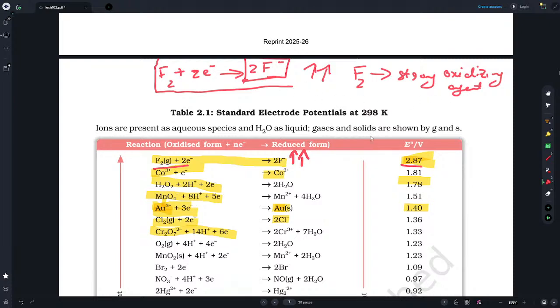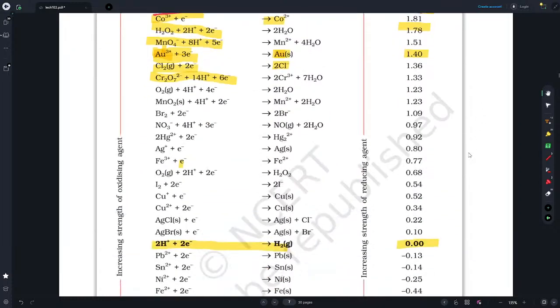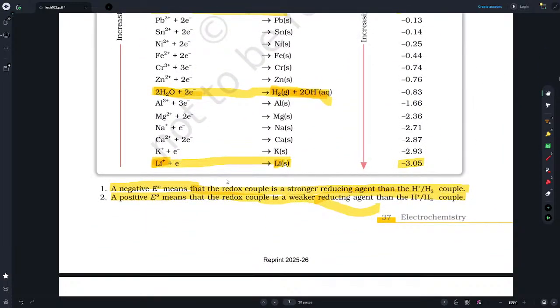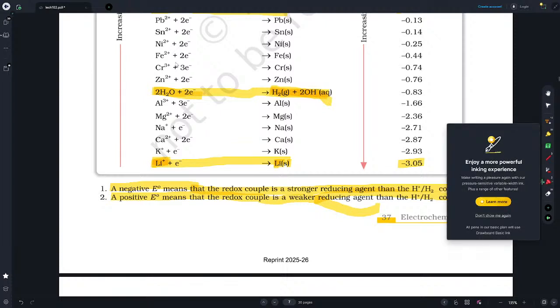As fluorine has a high reduction tendency, or a high standard reduction potential, we can call fluorine gas a strong oxidizing agent. And when we look for the least value, we see that it is lithium.